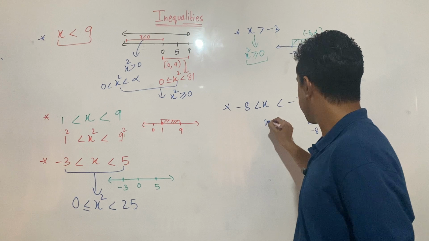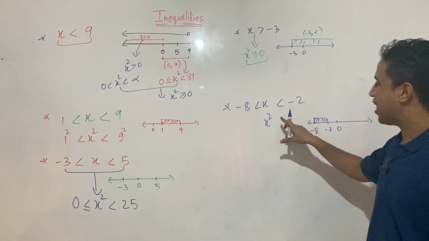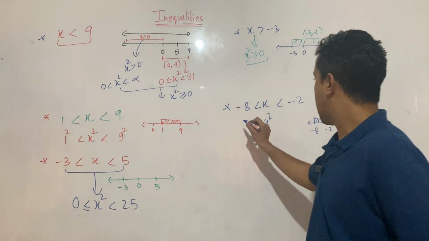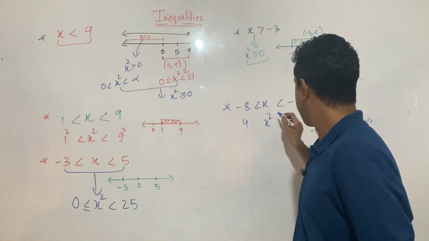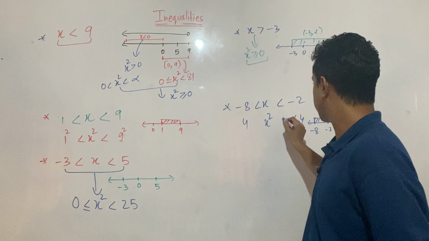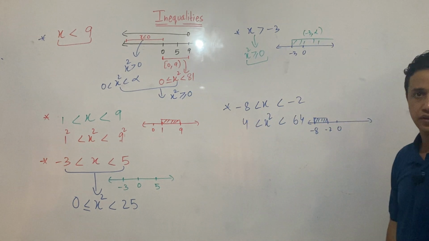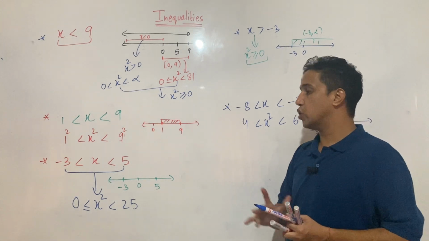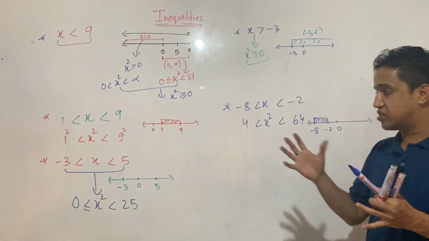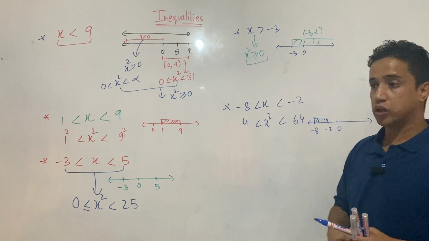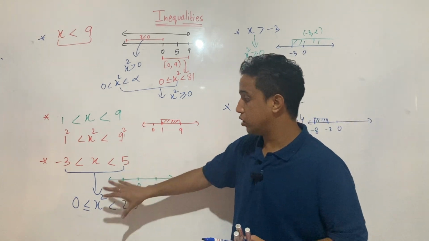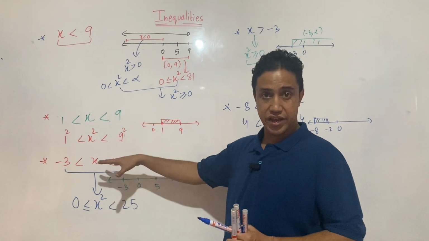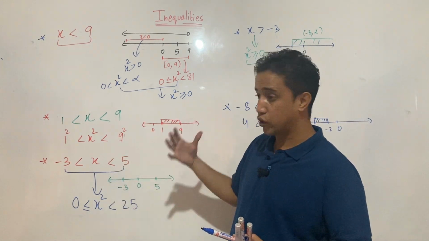Now x square will have minimum value at -2, right? So here 4 and here 64. Understand? So quite easy. We just have to look at whether 0 is included in the interval. If 0 is in the interval, then the minimum value that x square is going to take is 0, right? Or it will be 0.